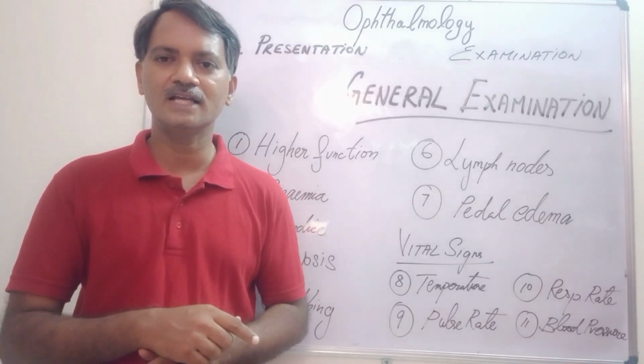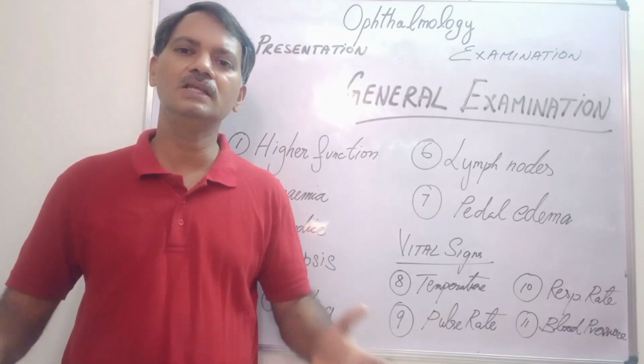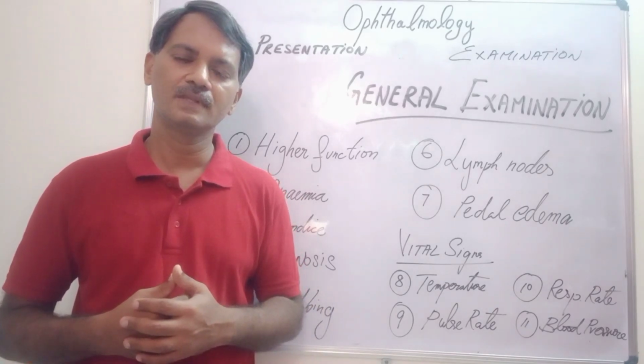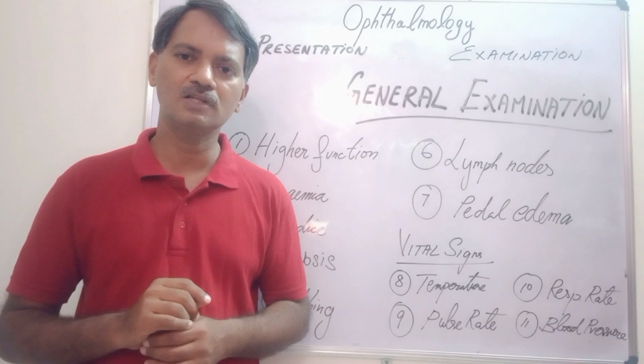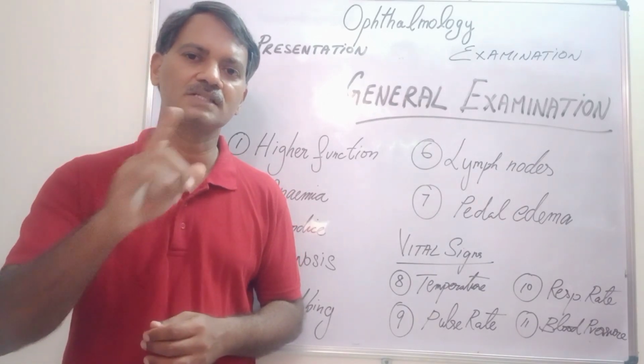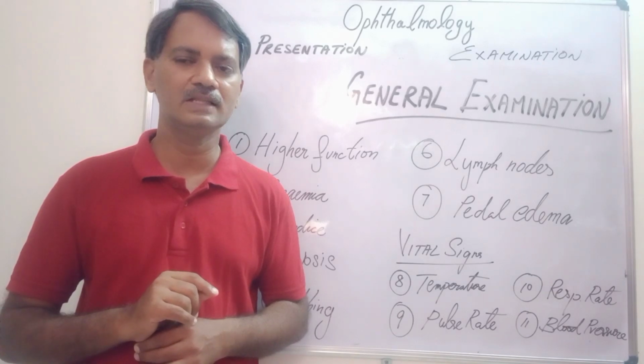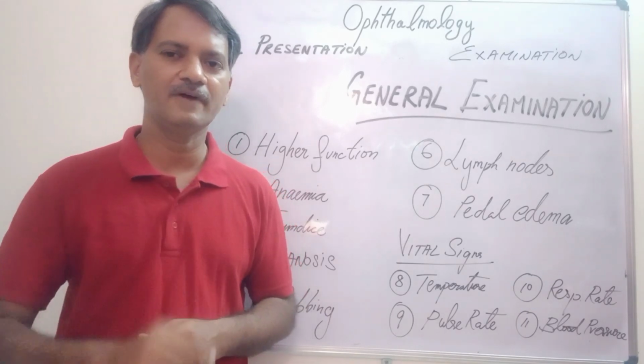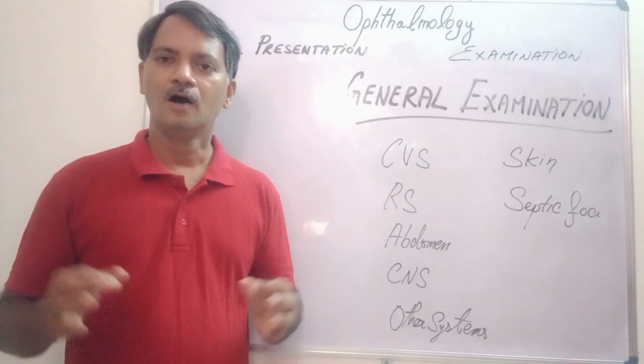Similarly, pulse rate has to be counted in all the parts of the body. By counting the pulse rate in all the parts of the body, you can know whether the blood flow is normal to all the parts of the body or not, particularly the limbs. So these are the vital signs we have to examine.